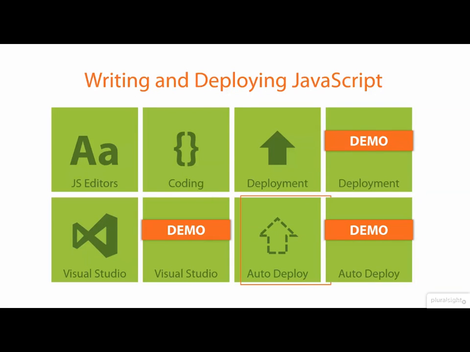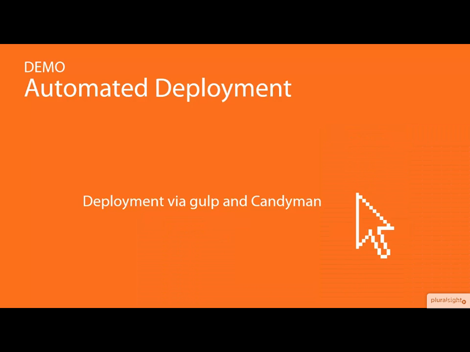Let's take a look at this automated deployment. I'm going to skip the git push method of deployment and save you the pain of watching me write shell scripts, as well as the pain of me actually having to write shell scripts. I'll also skip the npm publish and install method, and we'll just look at my favorite method, and that is using gulp and Candyman for deploying directly to the device.